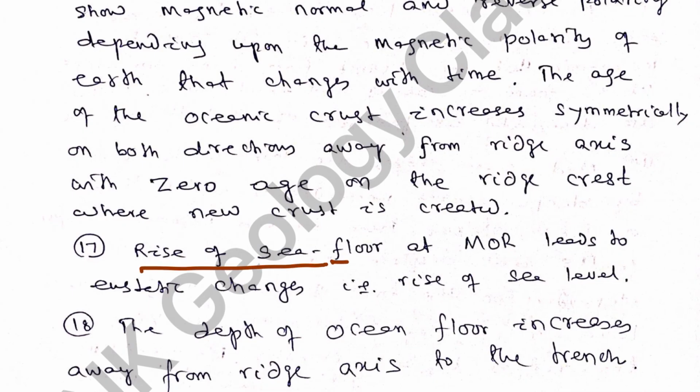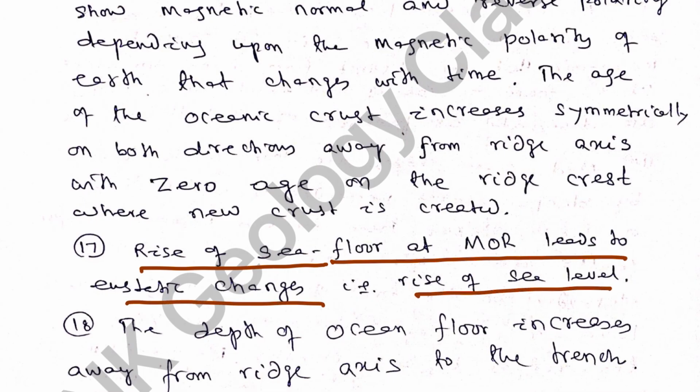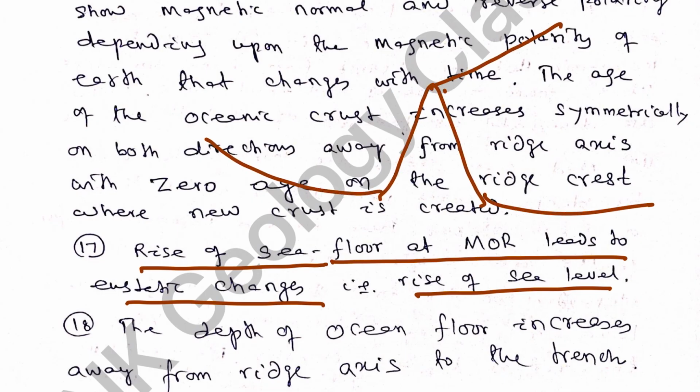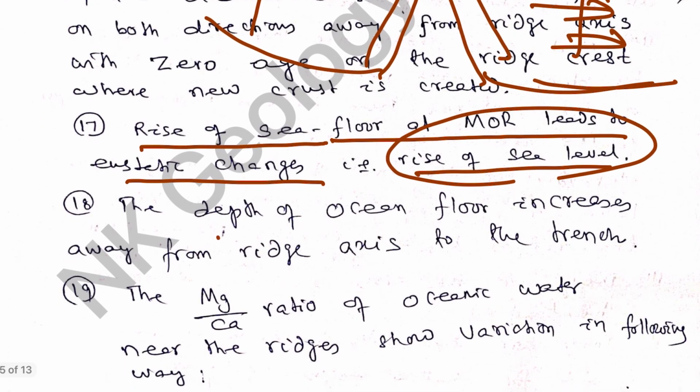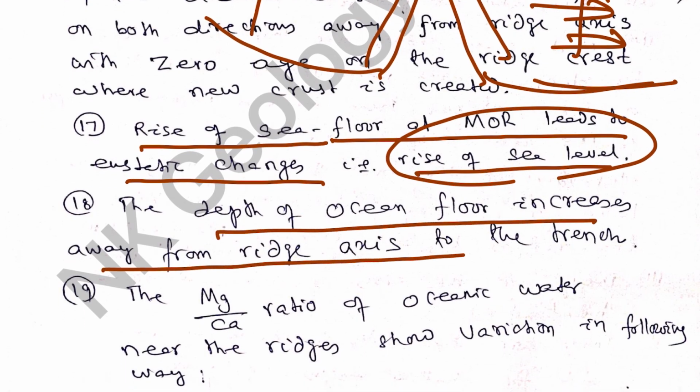Then a rise of the sea floor at MOR leads to eustatic changes, a rise in sea level, because new oceanic crust is being created at the MORs. So the ocean floor is shifted with the formation of the new rocks, and so this oceanic water is shifted and it rises. So it is involved with the eustatic rise at the sea level, and the depth of the ocean floor increases away from the ridge axis to the trench.